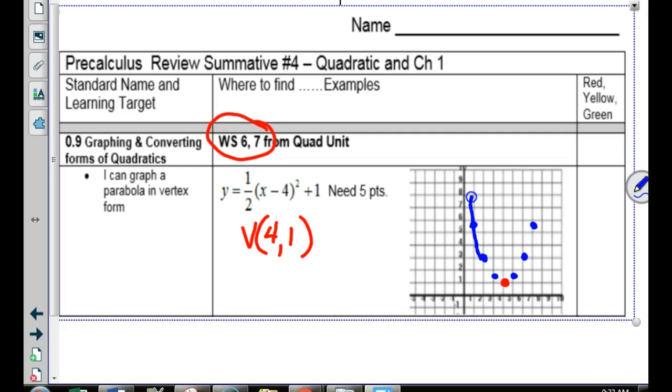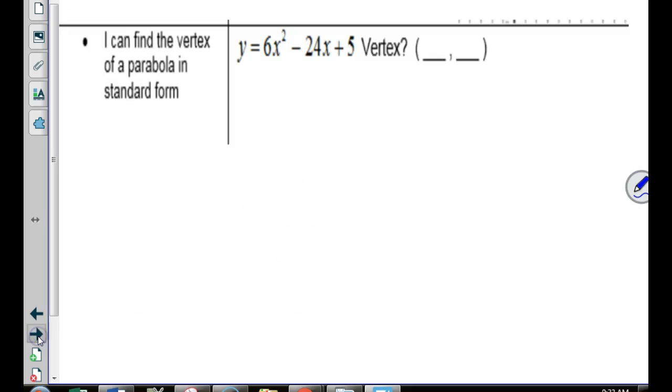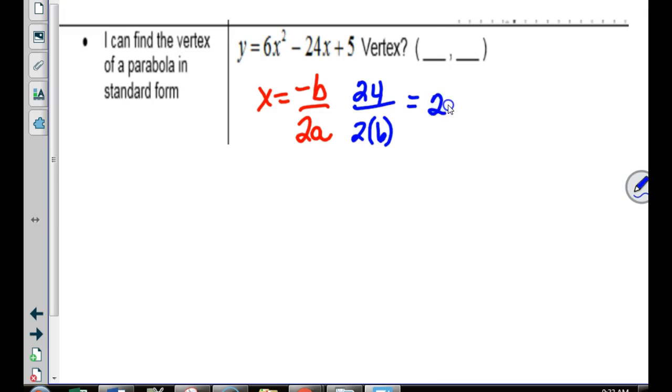All right, you don't need that many ordered pairs on your quiz, but you do need, I think it says 5 ordered pairs will fit nicely. But you can use the calculator. Any questions? All right, how do you find the vertex from standard form? Yep, opposite of b over 2a. So this would be 24 over 2 times 6. What does that come out to, guys? So we get x equals 2.